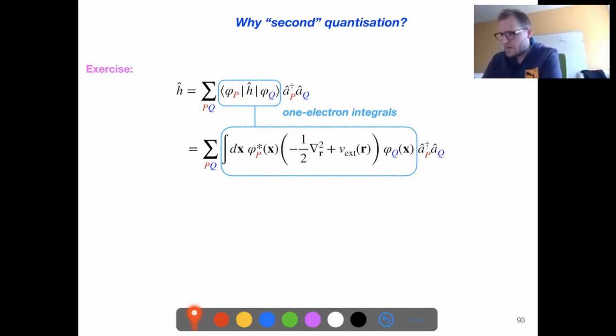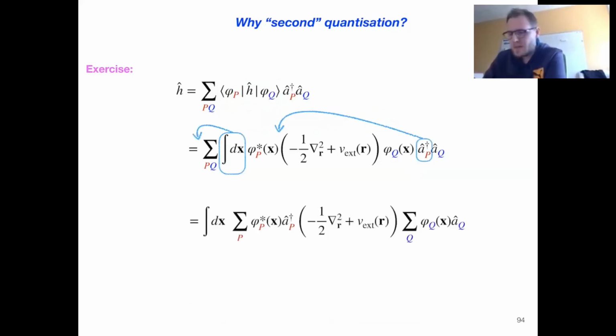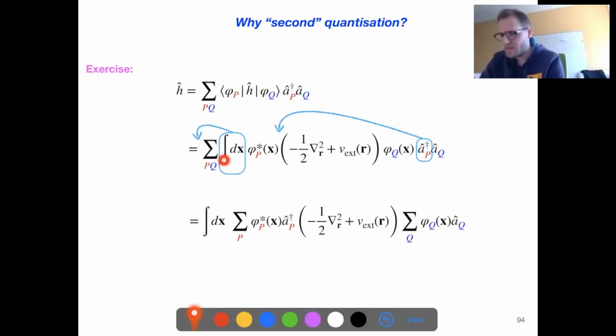Now we can do some manipulations. For example, I decide to take the integration before the summations, why not? This is an operator, and this is just a number evaluated at some position, so I can change the order, there's no problem. And this one does not depend on the position X, so I don't need to worry about it. I just decide to move it here. If I do this, I can write my Hamiltonian like that. This is just another way to write things.